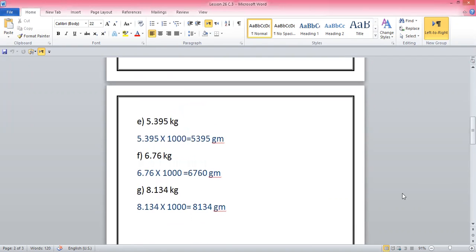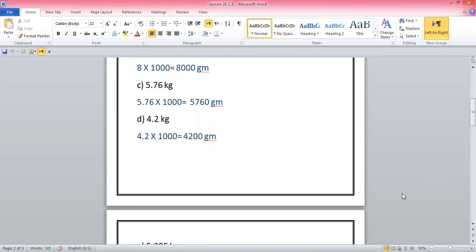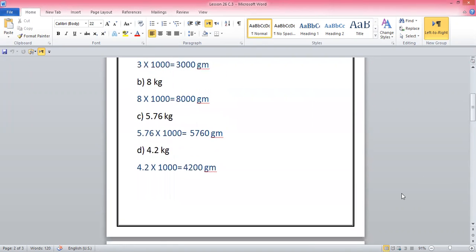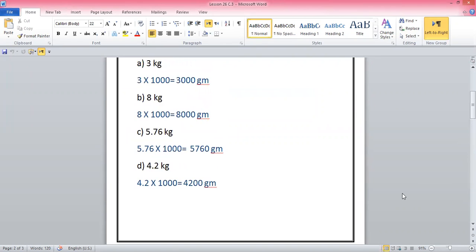So in the previous classes, you have good command on the conversion of kilogram to gram, because you know the fact that 1 kilogram is equals to 1000 gram. So any value which is given in kilogram, and when you have to convert it into the gram, the simple way to do is to multiply it by 1000. 2 kilogram is equals to how many grams? So you will see that 2 multiplied by 1000 equals to 2000 gram.